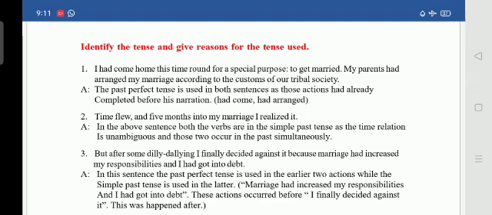See the first one. I had come home this time round for a special purpose, to get married. My parents had arranged my marriage according to the customs of our tribal society. So, in this sentence, see here, the past perfect tense is used.